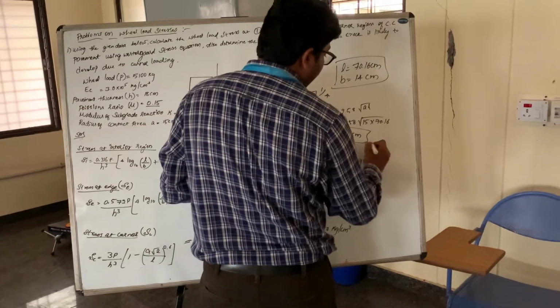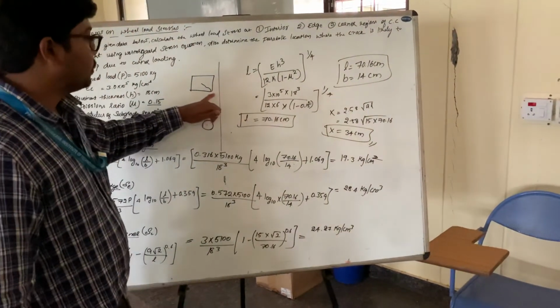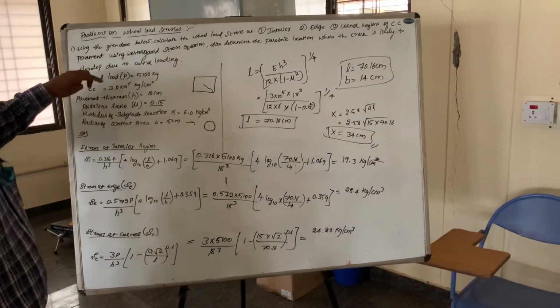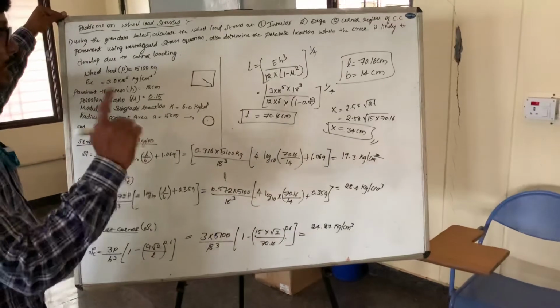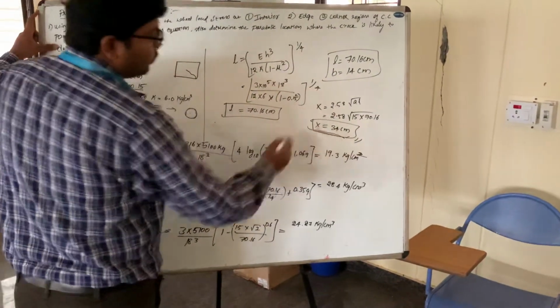This is the value where the crack is developed from the corner position, in a diagonal position. That is the parabolic location where the crack is likely to develop in the concrete. That is, x is equal to 34 centimeter.